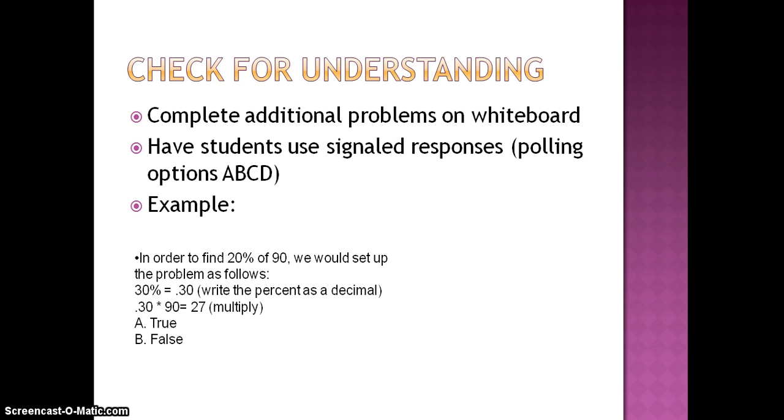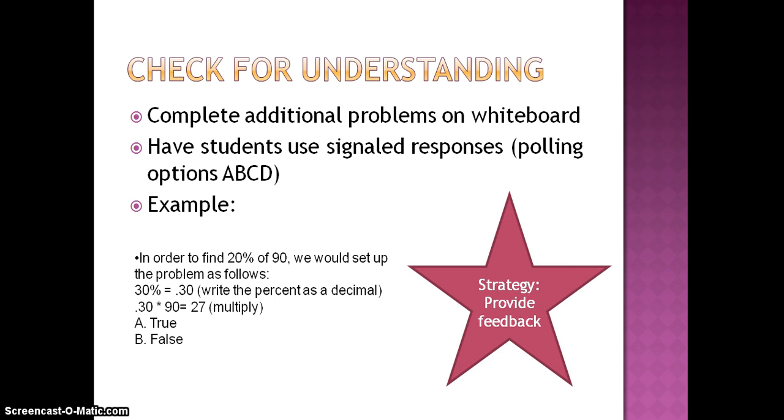Next, as I would check for understanding, I would have students complete problems on the whiteboard and have them use signaled responses, the polling options A, B, C, and D to designate what they think is the correct answer. This way, I can provide immediate feedback to the group as a whole and reteach certain steps if necessary. If students are getting the correct answers, I know that I am ready to move on to guided practice.